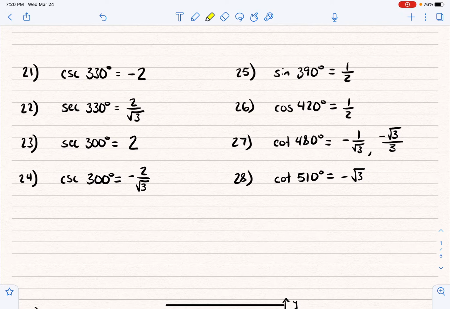27, the cotangent of 480 degrees is negative 1 over square root of 3, which is the same thing as negative square root of 3 over 3. I don't know why I chose to rationalize that denominator and not this one and this one, but whatever. And then number 28, cotangent of 510 is negative square root of 3.